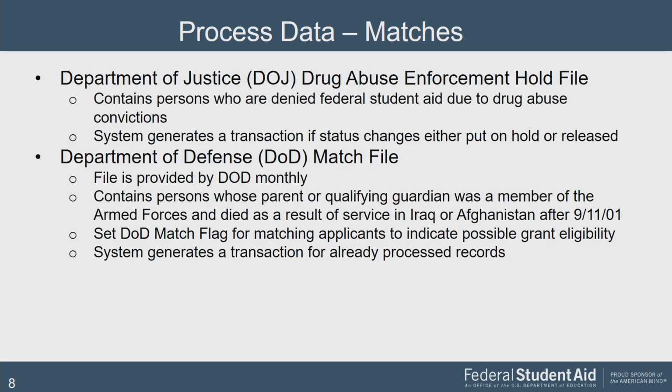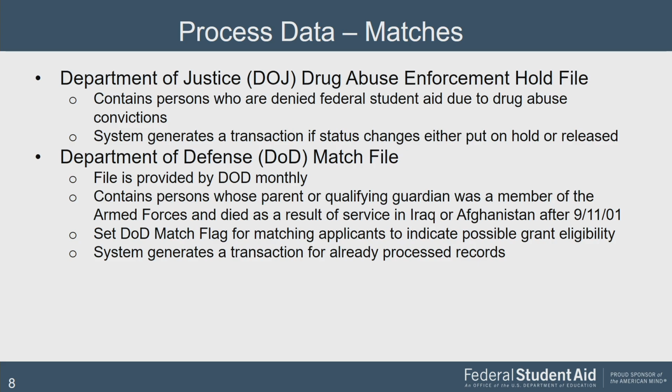So for the Department of Justice, hopefully you will go your entire career and never see a match on this. We have about 10 matches a year. The records that are in the Department of Justice file are those persons who are denied federal student aid due to a drug abuse conviction. So again, we have very, very few matches on this. And they're not eligible. They'll get a SAR comment that tells them that they're not eligible for federal student aid until their sentence expires.